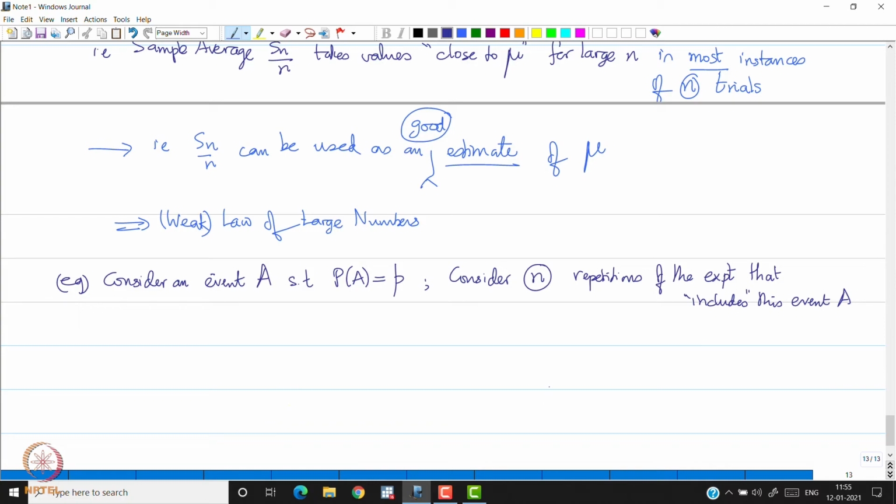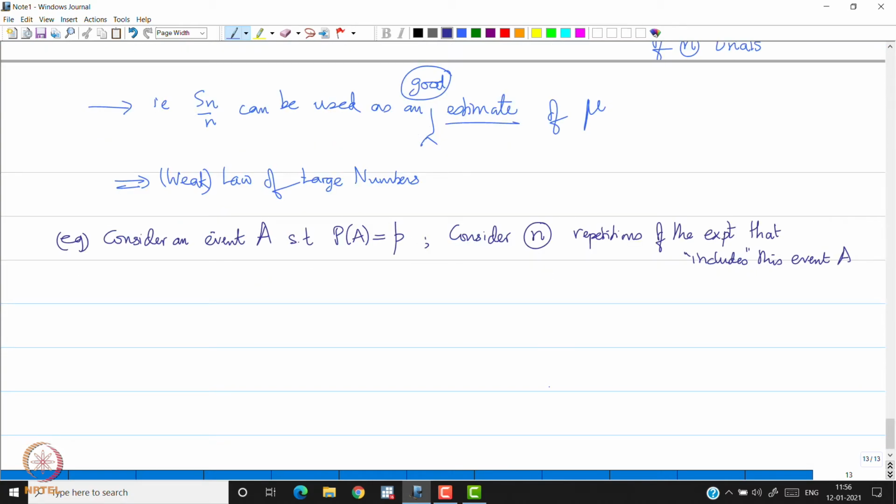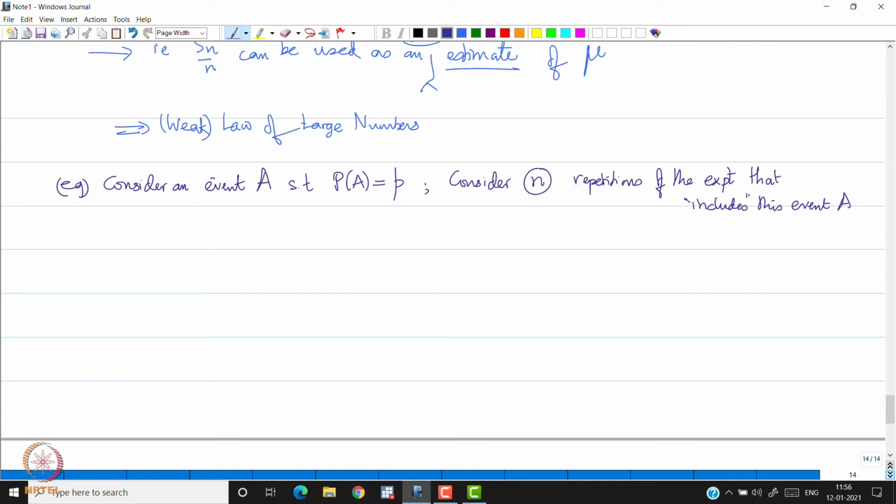Just for example, you roll a die and A could be the event that you get a 6, in which case P(A) will be 1 by 6, and we are considering n repetitions, n rolls of the die, or rolling n identical dice, whatever. We are going to look at this very simple setup. So we have n independent repetitions, and we are going to apply this weak law of large numbers to exactly this scenario. But how am I going to define xi? That is the key thing.